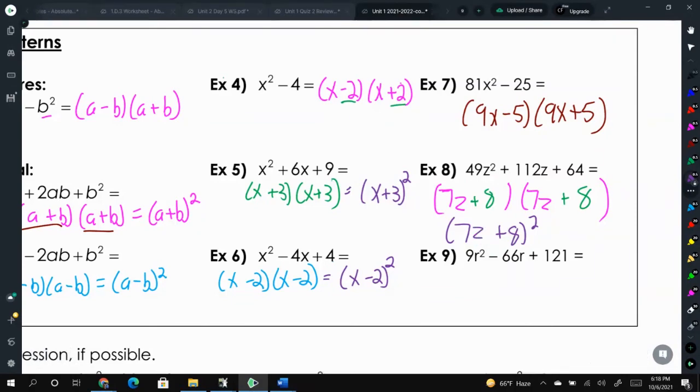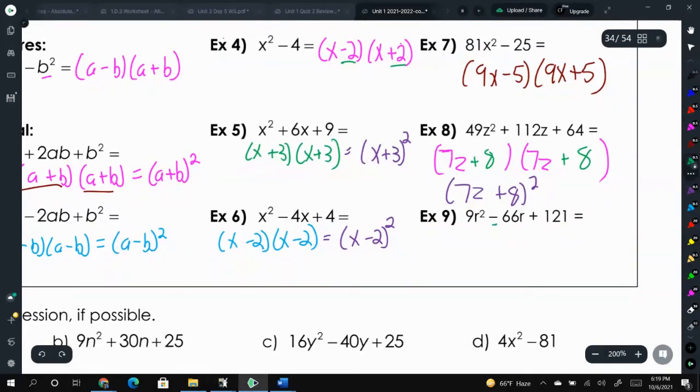Now, like I said, if you don't recognize this, you could do 49 times 64, and then it's going to be a very large number, and say what two numbers multiply to that number, but then add up to 112. And then go through all that factor by grouping.